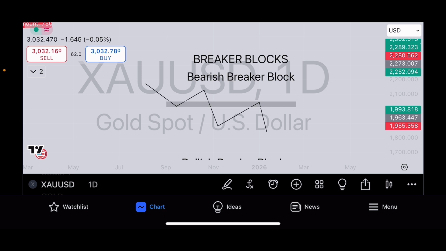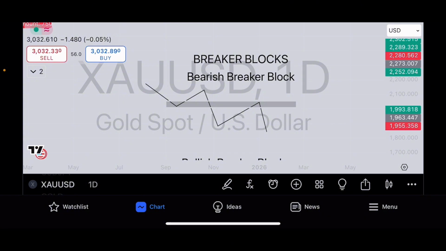In today's video, we're going to talk about breakout blocks. I'm not going to talk about what breakout blocks are; I'm going to talk about how to trade them profitably, because there are some people that know how to trade breakout blocks, but they're not trading the right way. So in today's video, I'm going to show you how you can increase your profitability trading the breakout block strategy.